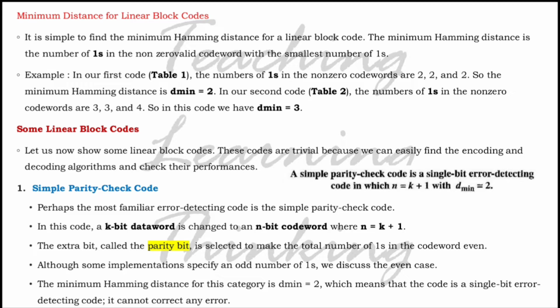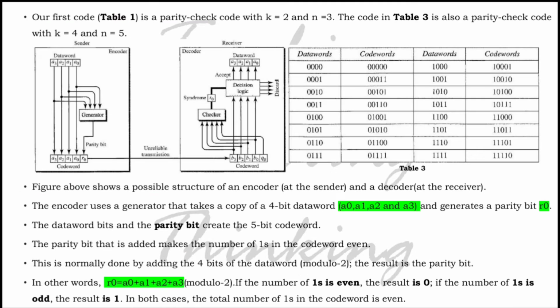The simple parity check code is an error detecting code. It can only detect a single bit error, but it cannot correct any error. It can only detect the error, it cannot correct any error.